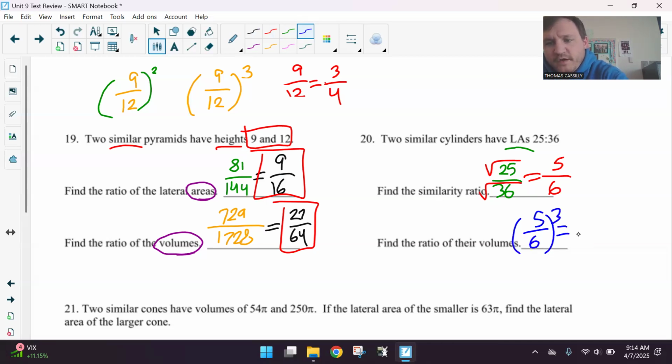Right? And that's going to give us 125 over, I think that's 216. Right? And that one's done.